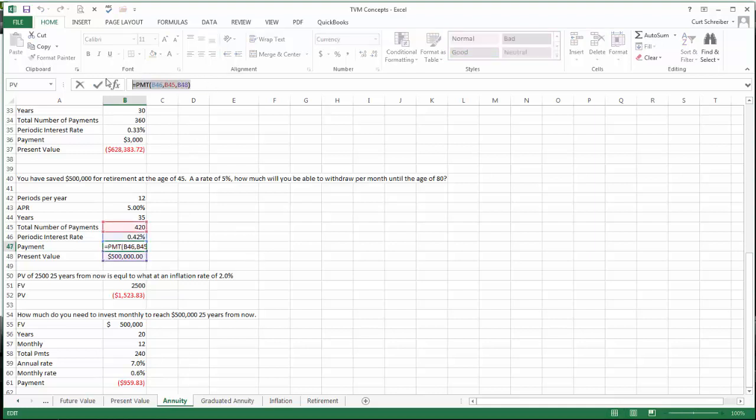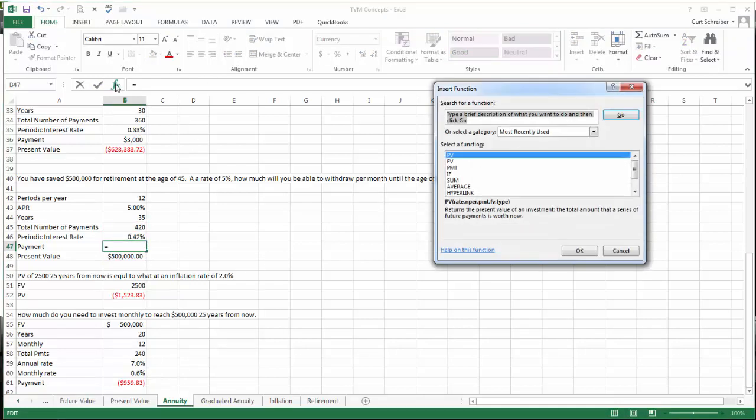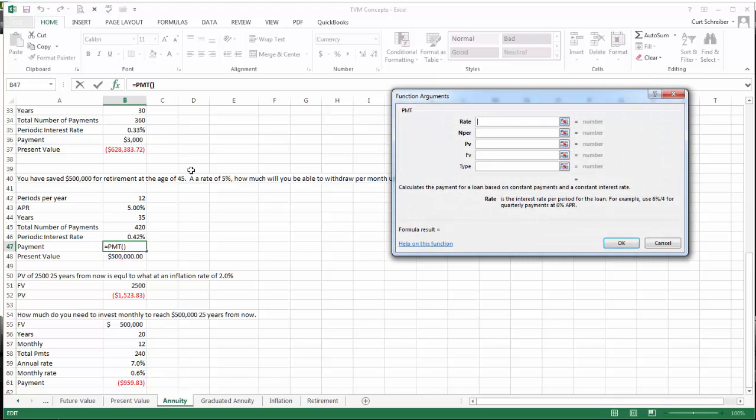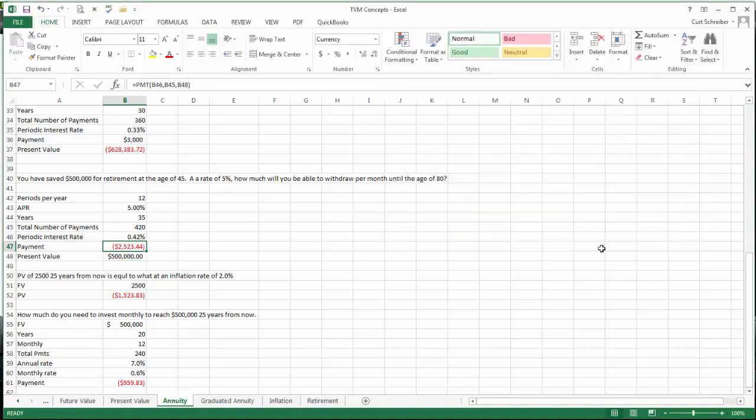Let's take a look at our payment. Let's go ahead, type in or click on the FX and type in PMT, or double click on the payment in my case. Our rate is equal to the periodic rate. Number of periods is equal to 420, and in this case the present value is equal to $500,000. And click OK. So we can see that if we have $500,000 and we want to retire early, you'll be able to receive $2,523 per month at a rate of 5% for the next 35 years until you run out of money.